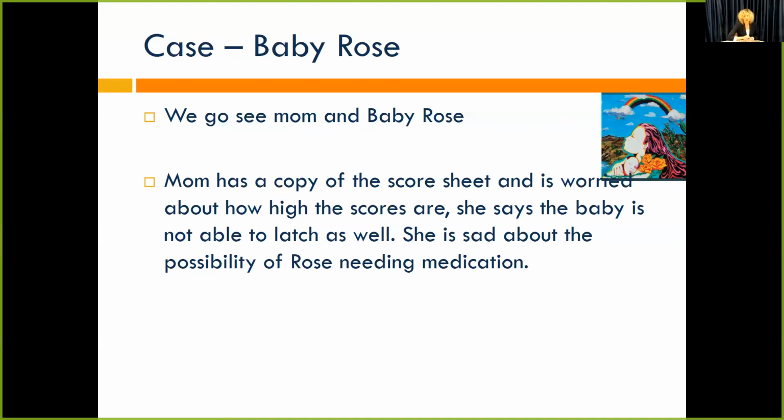And she says that she thinks the baby is having a lot of trouble latching, that initially in the delivery room and right when they got to the floor, the baby was latching well. But now the baby's struggling and seems uncoordinated. And she's also really sad about the possibility of Rose needing medication, and is expressing that she just doesn't want the baby to be suffering, and is tearful at this time.